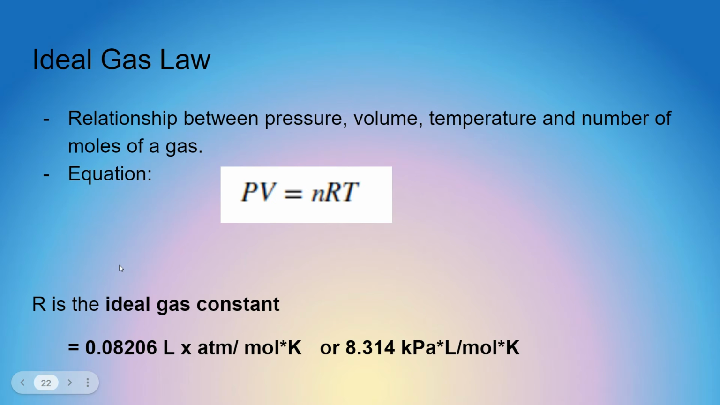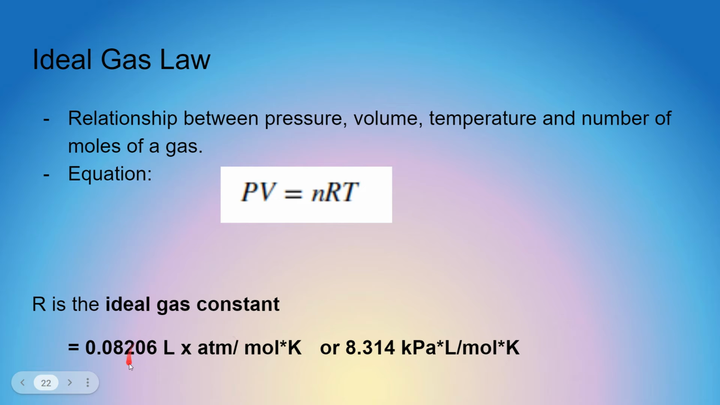The next law that we're going to learn is the ideal gas law. The ideal gas law is a relationship between pressure, volume, temperature, and number of moles of a gas. The equation is PV equals nRT. There is a new unit in there, and that new unit is R. So R is our new unit. And R is an ideal gas constant.